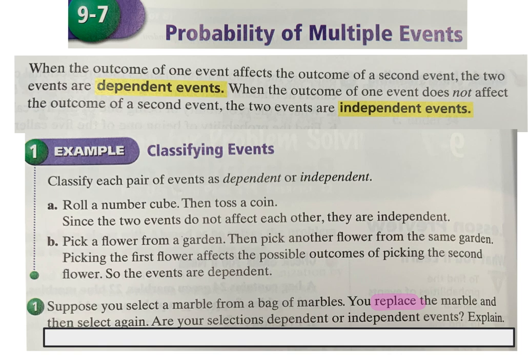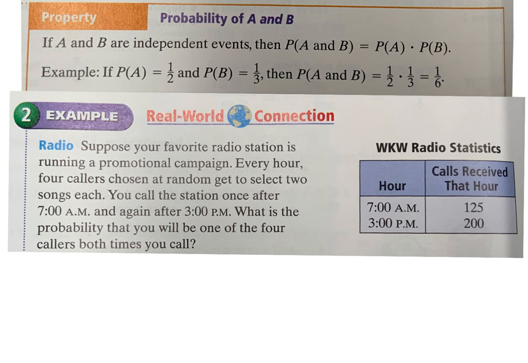So if you put it back, it doesn't affect it. If you keep it out, it affects it. So how do you find the probability? If the events are independent, A and B are independent events, then the probability of A and B is just the probability of A times the probability of B. If they are dependent, then it's basically the same probability, but you have to start over with the probability of B.